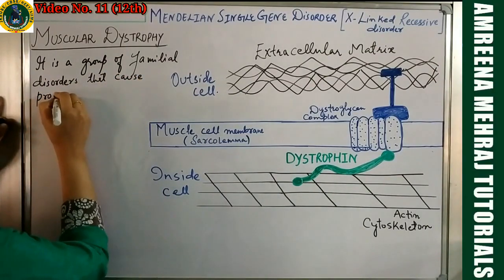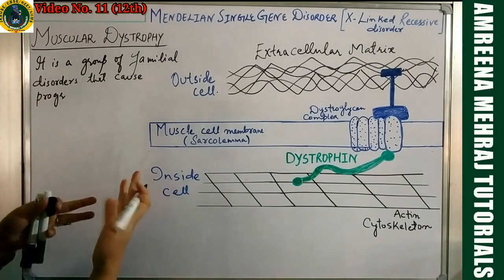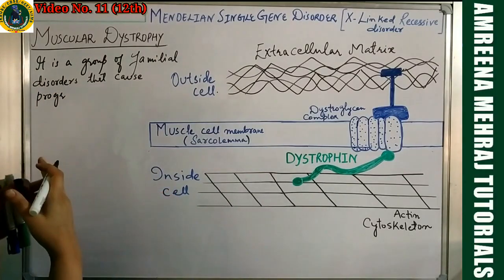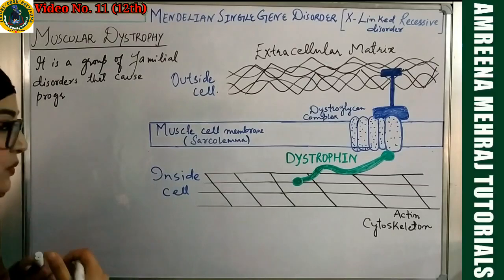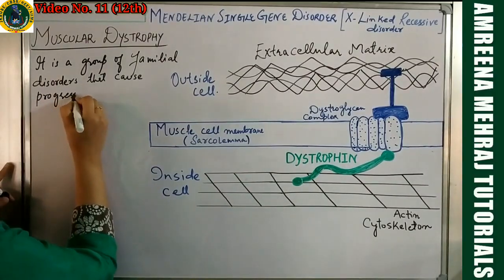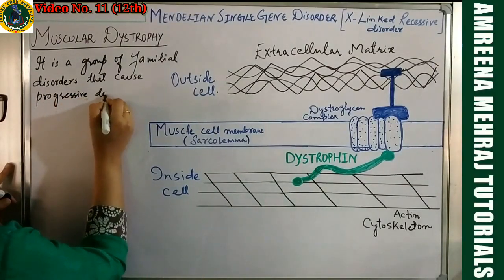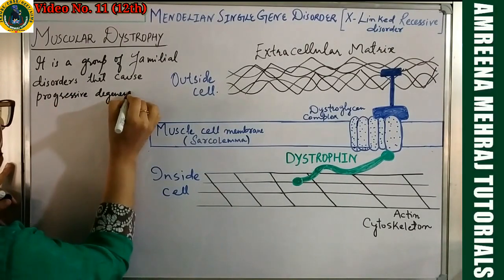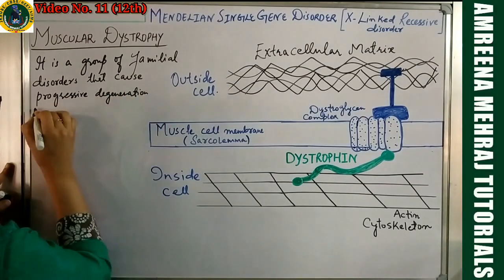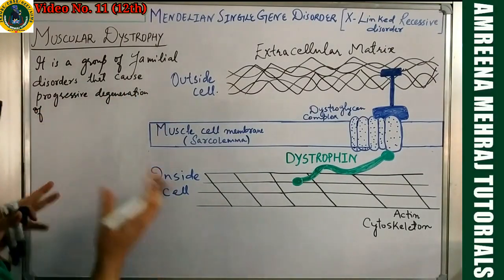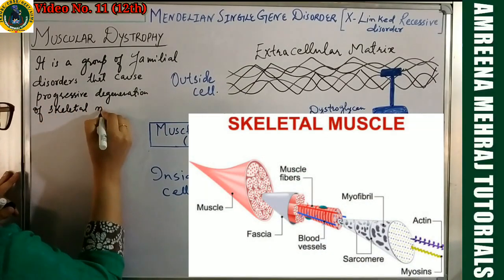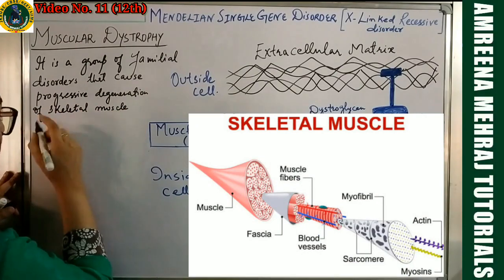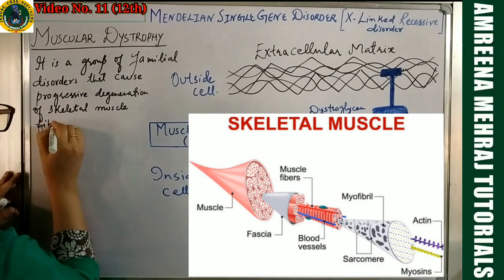It's a group of familial disorders that cause progressive degeneration of muscles of the body, specifically skeletal muscle fibers. Progressive means it's not an abrupt disorder. It will appear in an individual in a span of a couple of years, maybe 5 or 6 or 7 years. The effects will be prominent.